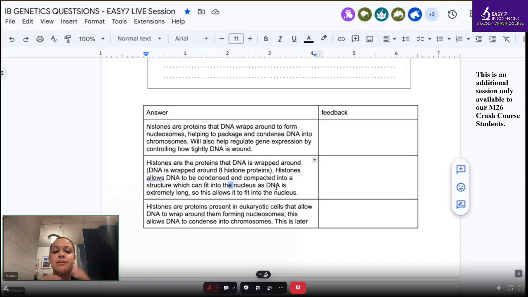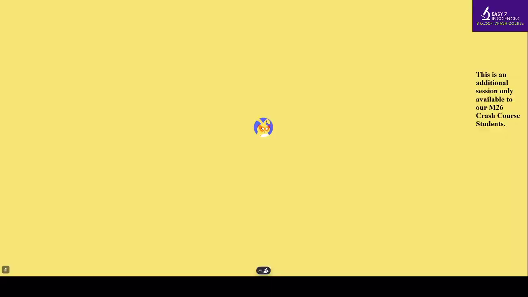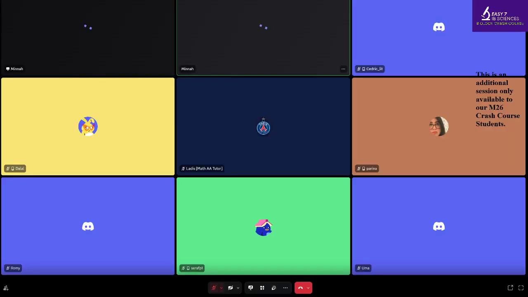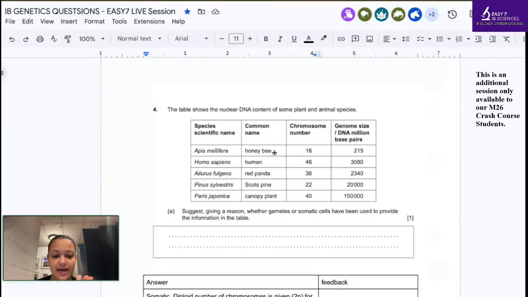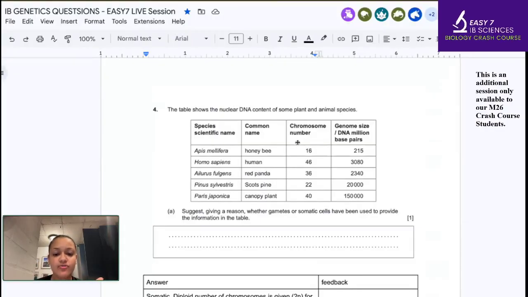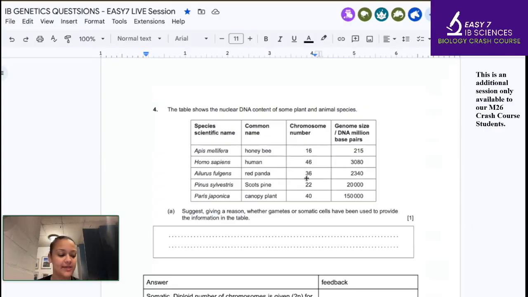So the pro for this question would be looking at exactly what animals you have and what plants you have. So we know that a plant, we know that an animal, the animals here are the honeybees, the humans, the red panda, and we know that of these animals, who is the most complex? The most complex is number 46.